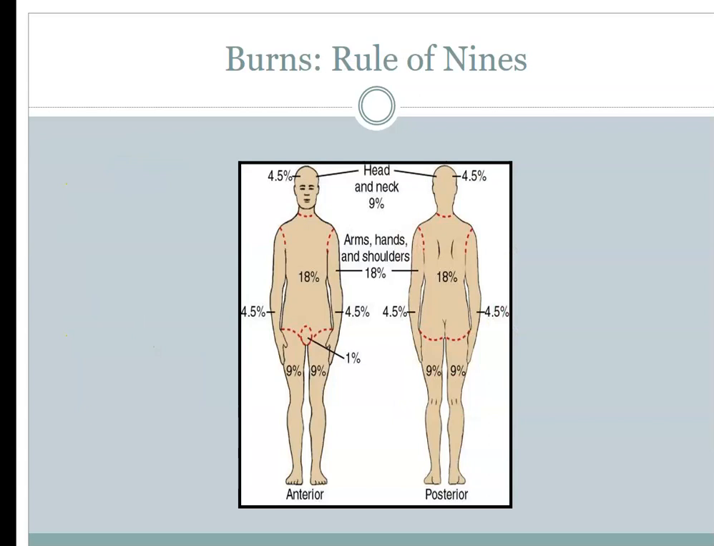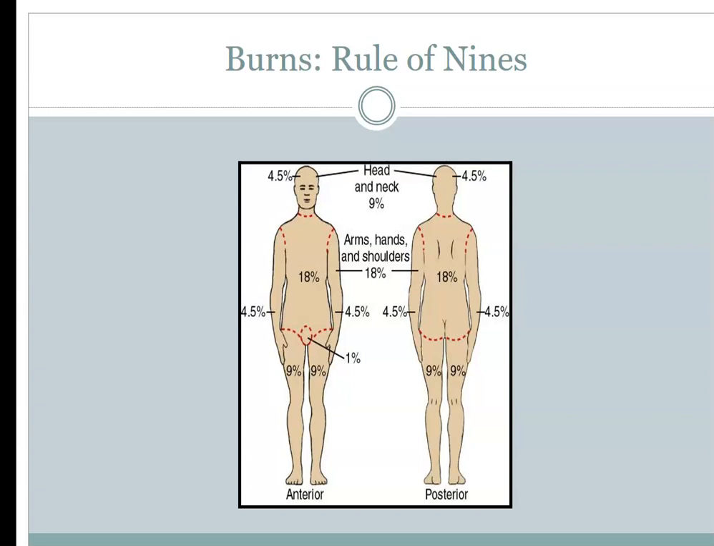Burns, the rule of 9s. The rule of 9s is used to describe the percentage of the body that is affected by a burn by dividing the body into multiples of 9. As you can see on the ventral surface of the body, 4.5% is allowed for the head and neck, 4.5% of each arm, 9% total for the front of the arms, 18% for the front of the torso, 1% for the groin area, and 9% for each leg, which equals 18% total for the front of the legs. That gives us 50.5% for the front of the body.